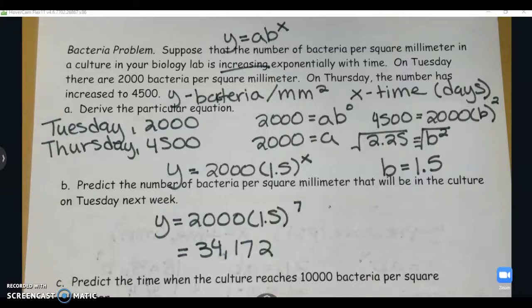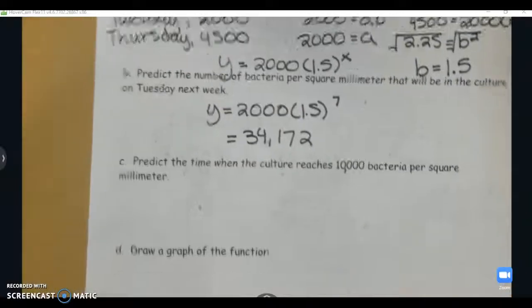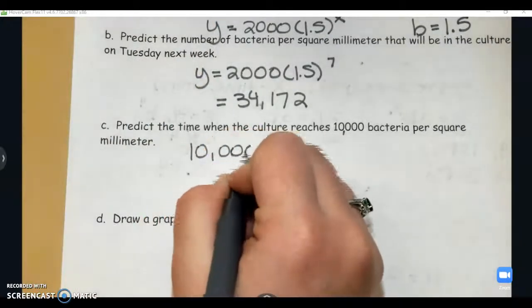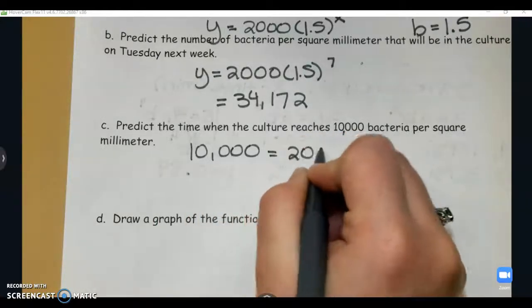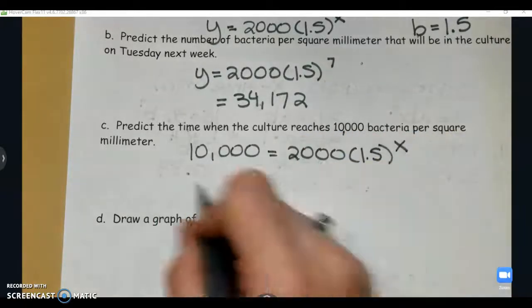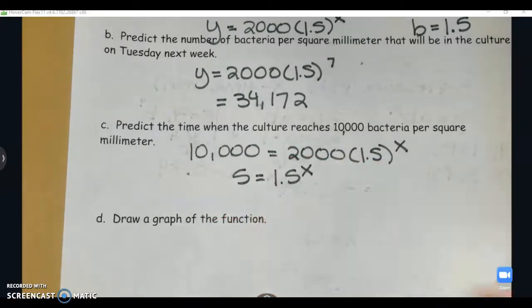Predict the time when the culture reaches 10,000 bacteria per square millimeter. So on part C, that is our y value we're given, and we are going to be solving for x. So 10,000 equals 2,000 times 1.5 to the x power. So first we'll divide by 2,000. That'll get us 5 is equal to 1.5 to the x power.